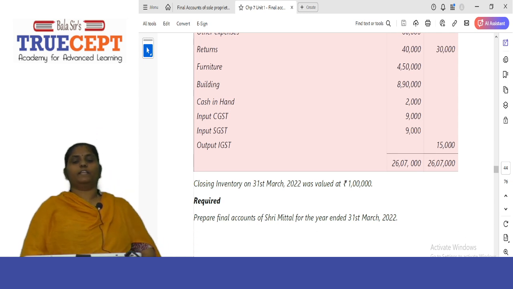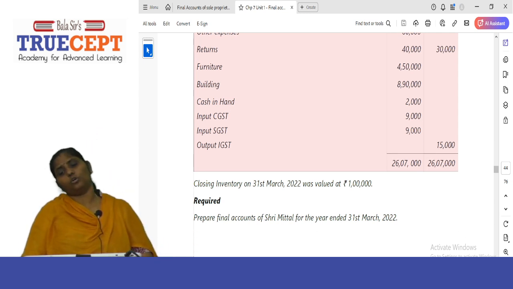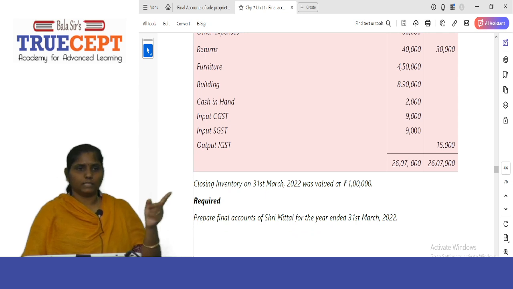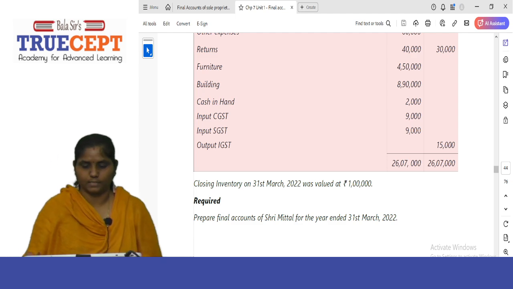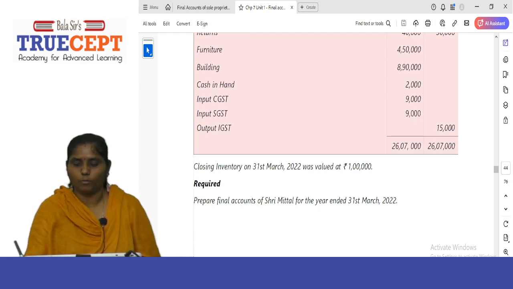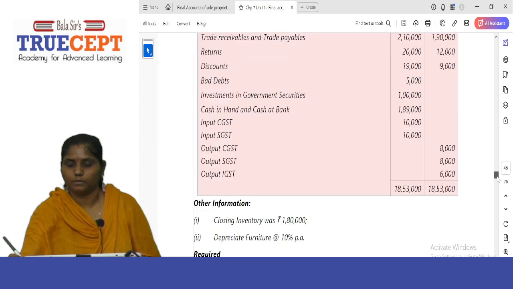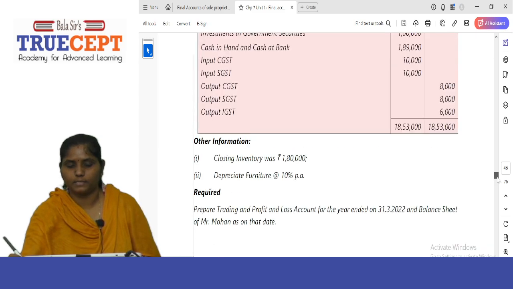Now one adjustment given in this sum. What is that? Closing stock. Closing stock 1 lakh. We'll take it to the trading account as well as balance sheet asset. Now prepare final accounts. Come on, let's prepare final accounts for this sum. Let's see what is given out here.